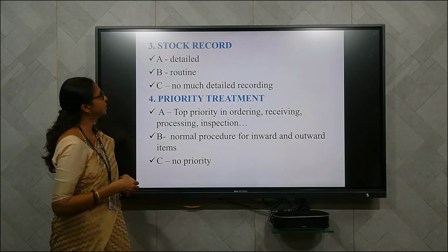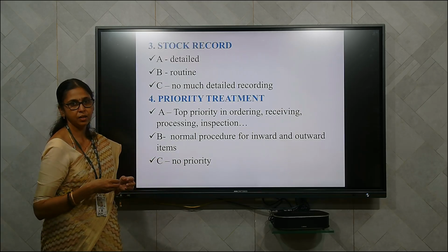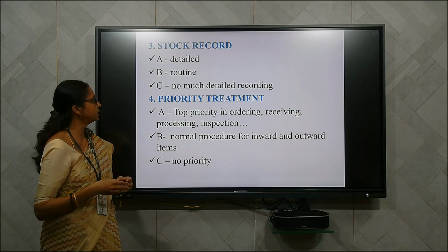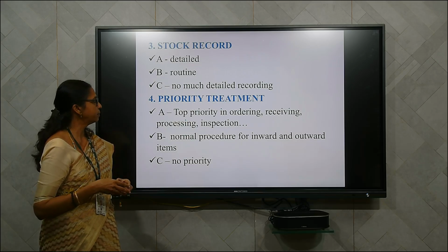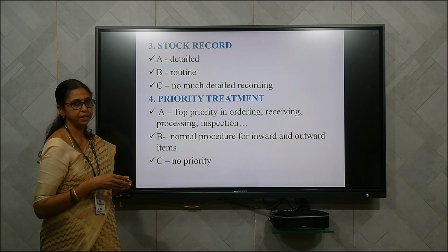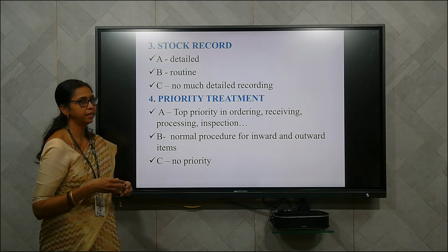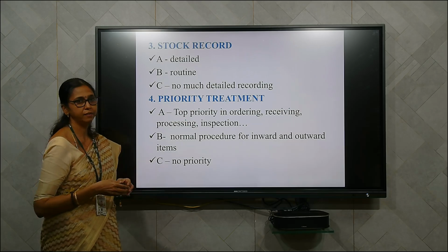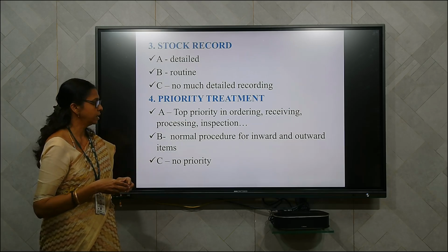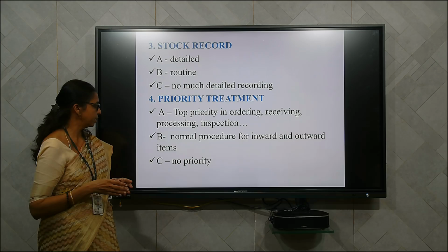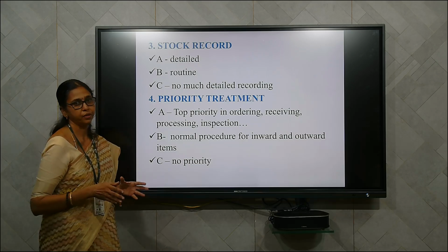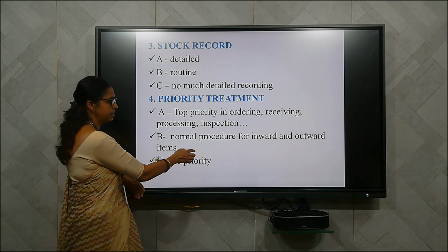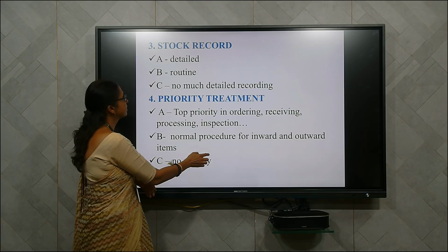Stock record: A needs a detailed stock record, B routine, and for C not much recording is required. Priority treatment: the A items are very valuable, so they get top priority in ordering, receiving, processing, inspection, and everywhere. B items follow the normal procedure for inward and outward movement, not much care. C items need no priority, and can be easily maintained and purchased.